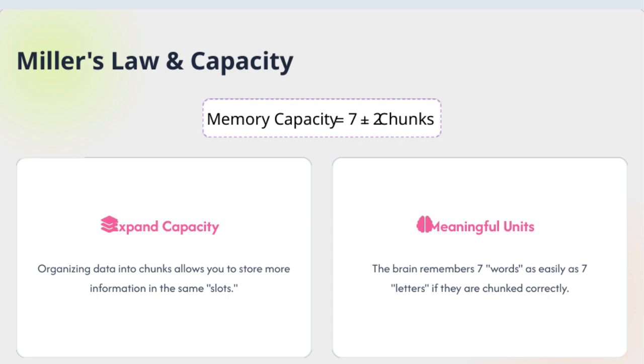When we talk about meaningful units, we're referring to organizing data into chunks that make sense. This process of chunking allows us to store more information within the same memory slots. Think of it like this. Instead of remembering a string of individual letters or numbers, you group them into larger, meaningful units. This expansion of capacity is why we can remember more complex information than it might seem at first glance. According to Miller's law, our working memory has a capacity of around 7 chunks, give or take 2. When we organize information into these chunks, we're effectively expanding what we can hold in our short-term memory. So, understanding how to chunk information effectively is crucial for improving our memory and learning skills. It's a core concept that ties into the overall theme of optimizing memory capacity.